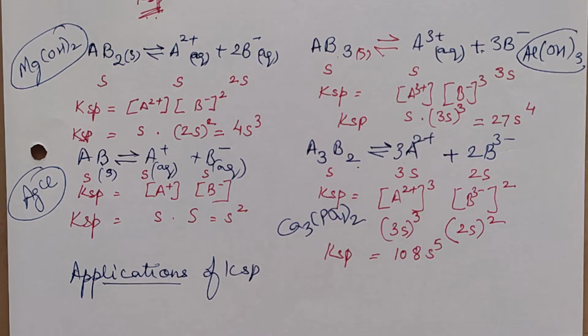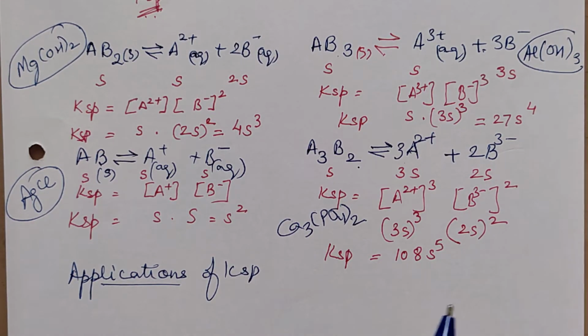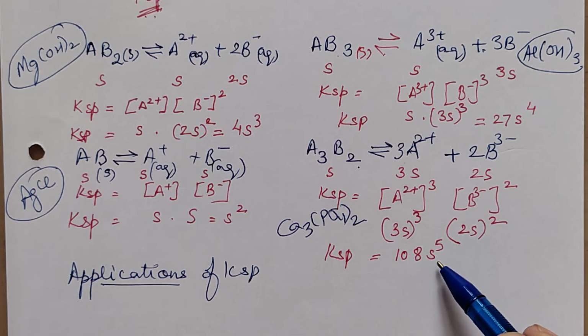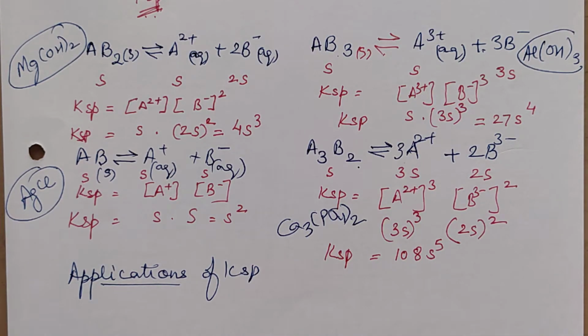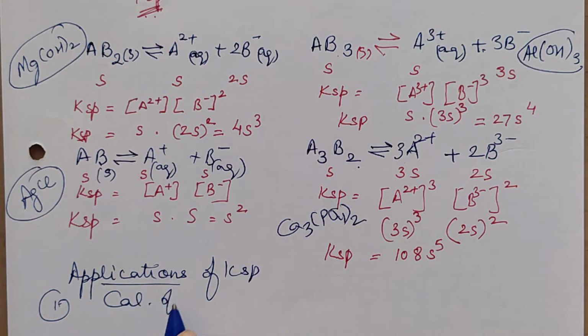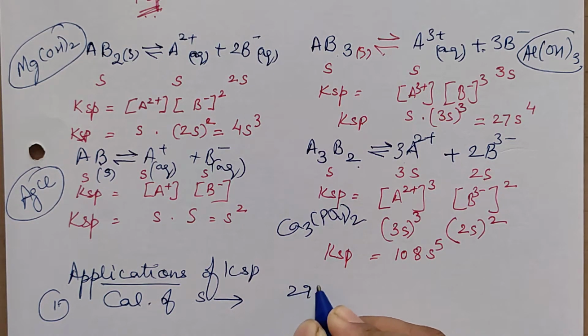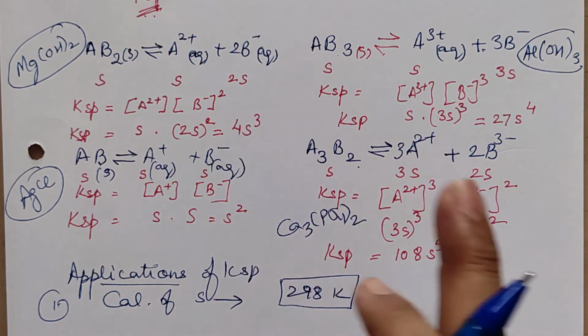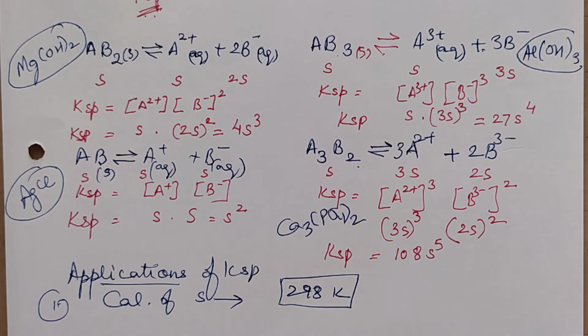Now, where are we going to actually apply this? If we know the solubility product values, the KSP values, we can calculate the solubility for various types of salts. Okay, so the first application for KSP is in the calculation of the solubility. And we don't have to remember the KSP values. The KSP values at 298 Kelvin are already calculated. Okay, so we can derive the formula based upon what salt is given.